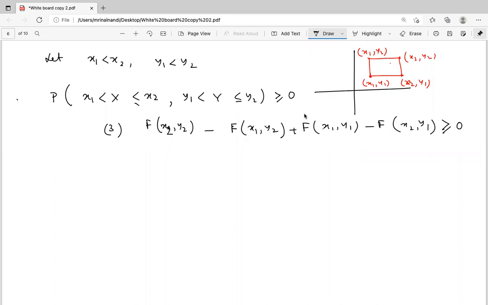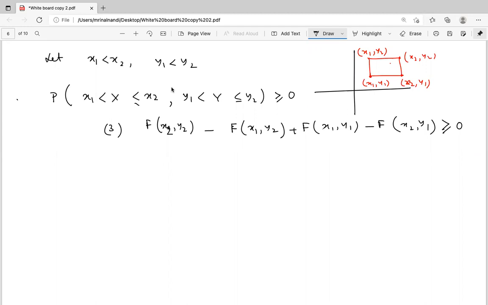The third condition is this: for every x1 less than x2 and y1 less than y2, this thing, f of x2 y2 plus f of x1 y1 minus f of x1 y2 minus f of x2 y1, this part is greater than or equal to 0. Now we'll prove that. So for one dimension, those two conditions are necessary and sufficient. But in multi-dimension, 1 and 2 are not sufficient.